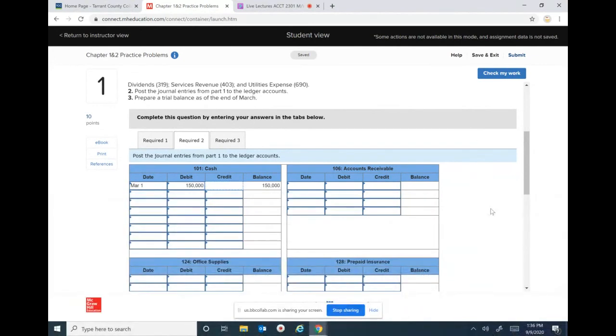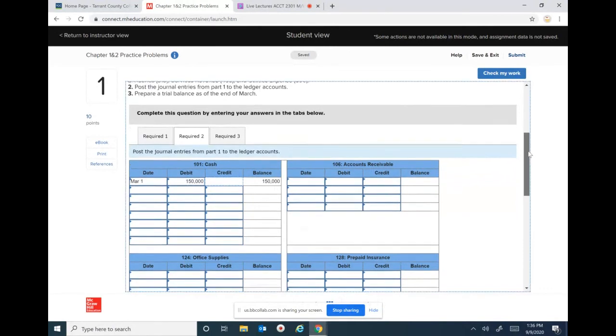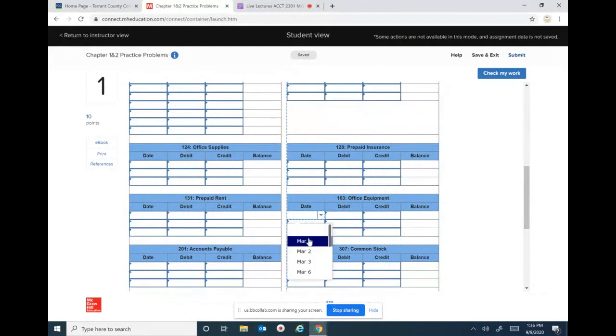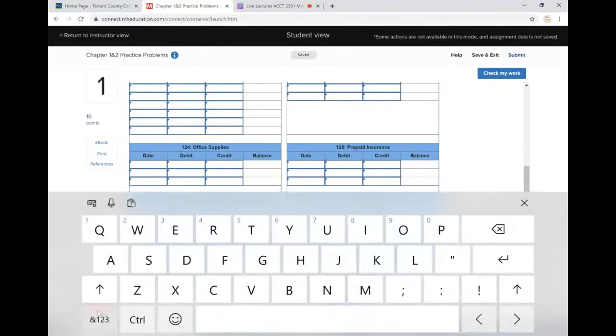So we are reporting the effect of the transaction that happened on March 1st in the individual accounts. The thing that I love about McGraw-Hill is that it automatically calculates a running balance. Remember, the first transaction affects not just one, but three accounts. So I increased cash. I also have to increase office equipment. So this is the transaction on March 1st. And if I remember correctly, office equipment needs to be debited $22,000.